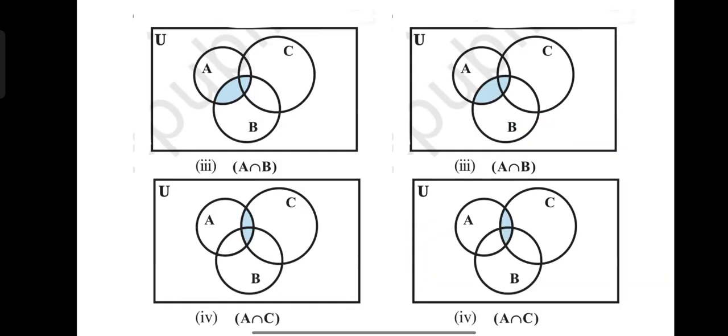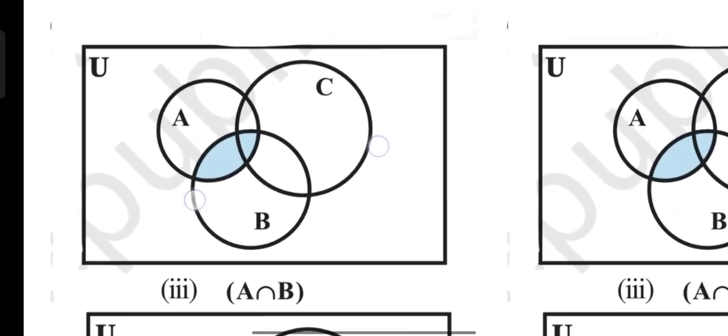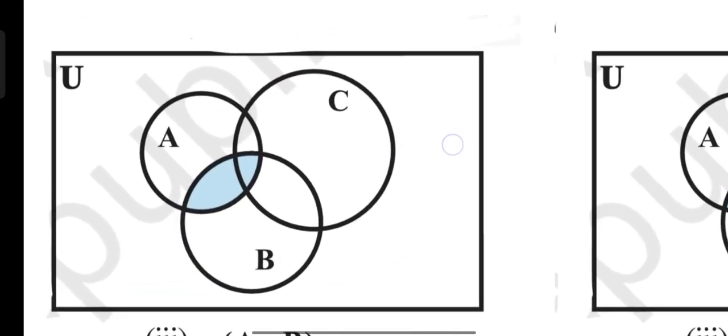Sorry, this is a mistake. I represented the same picture twice. Sorry, it was a mistake. Okay, here what you can see, this much part is the intersection of both A and B.